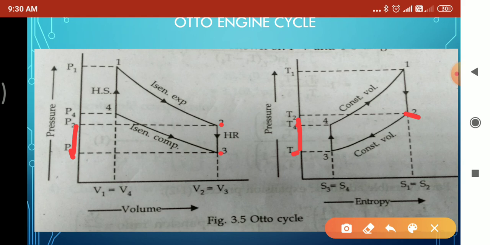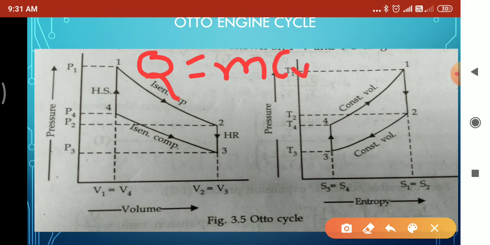Means temperature decreases from T2 to T3 and heat is rejected by the system, or by the air, to the atmosphere. Now, heat rejected Q I can write as Q equals mass of the system or gas, m, Cv meaning constant volume, into T2 minus T3. This is the amount of heat rejected from the system to the atmosphere.